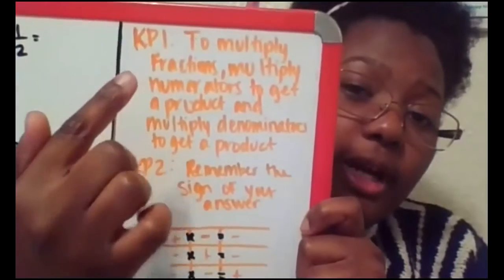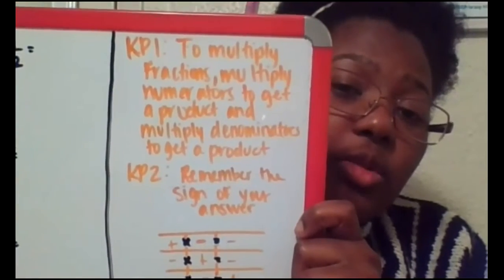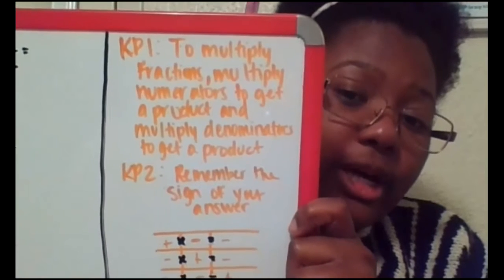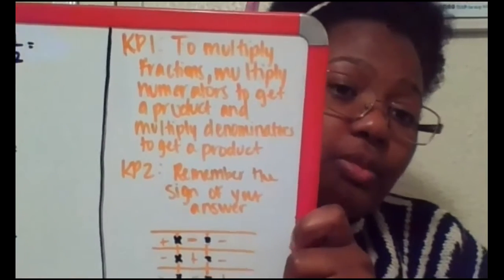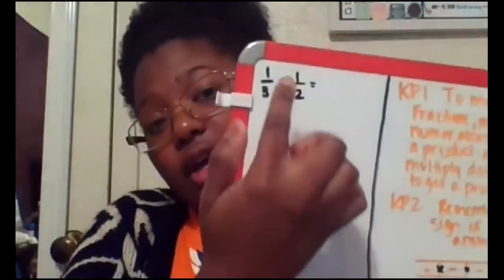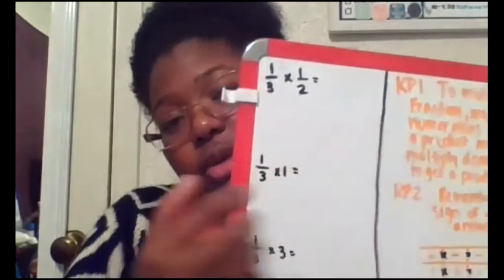Our key point 1 is that to multiply fractions, you multiply the numerators to get a product and you multiply the denominators to get a product. So we're multiplying the numerators to get a product and the denominators to get a product.